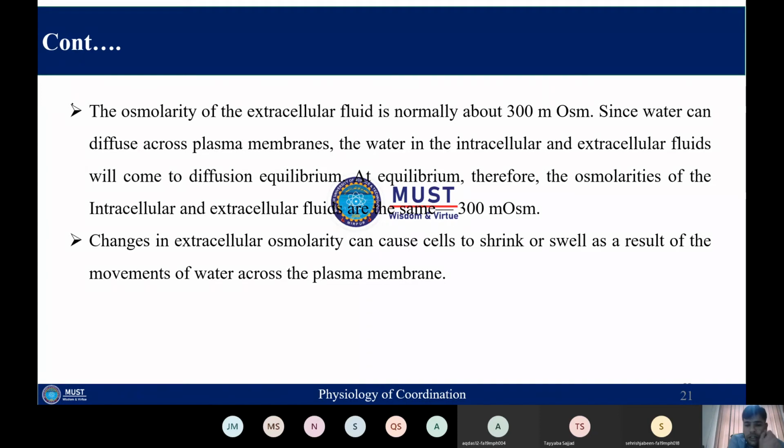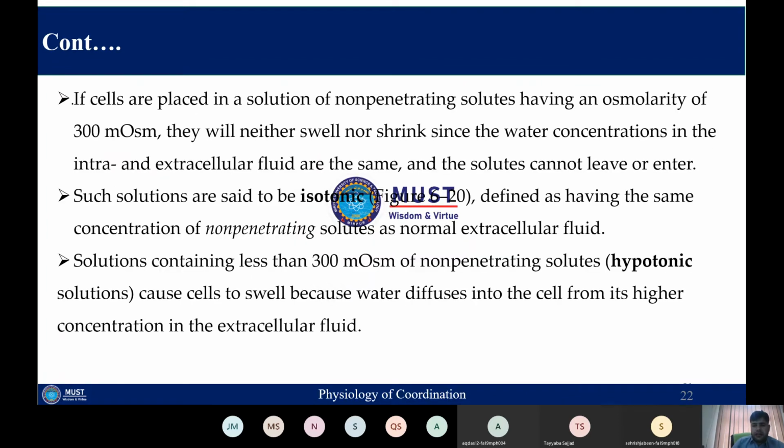So if the water is moving outside, it means the cell will shrink, and if the water is moving inside, it means the cell will swell. Cell जो है वो क्या करेगा, उसमें प्रेशर जो है वो बढ़ेगा. So if the cells are placed in a solution of non-penetrating solute having an osmolarity of 300 milliosmolar, they will neither swell nor shrink, since the water concentration in the intra and extracellular fluid is the same.